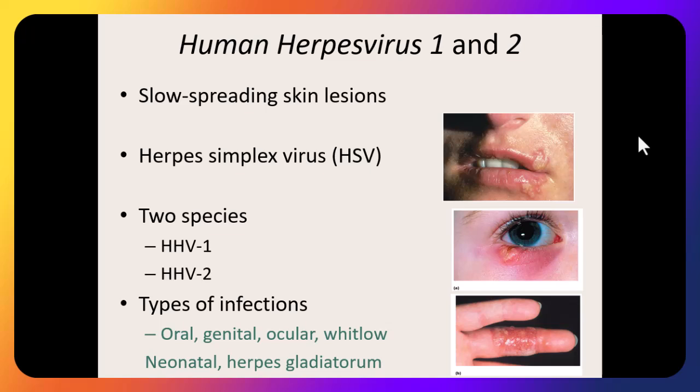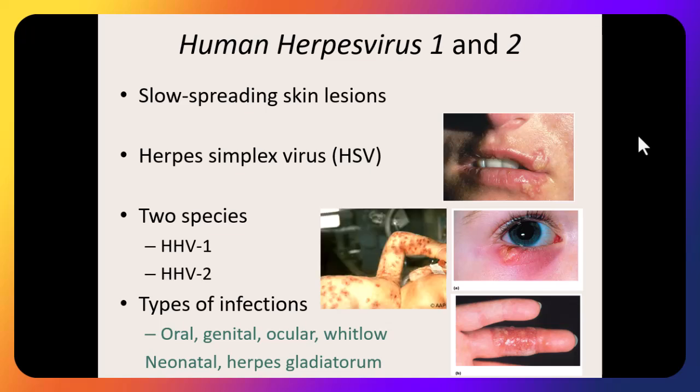So if you are in healthcare and you have active lesions on your hand, you have to have gloves on so that you're not spreading it. If someone has this virus and they have active lesions in their genital tract, specifically in females during birth, infants can pick it up, and it can cause neonatal infections. Herpes gladiatorum, I thought I had a picture. No, there's the neonatal, poor kid.